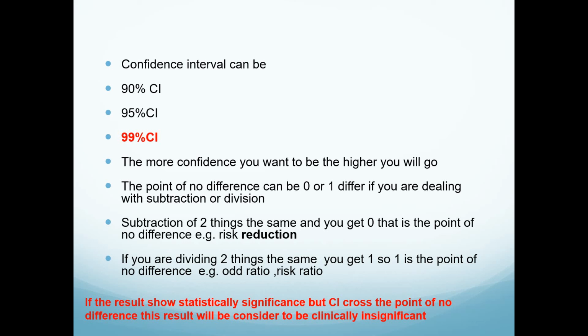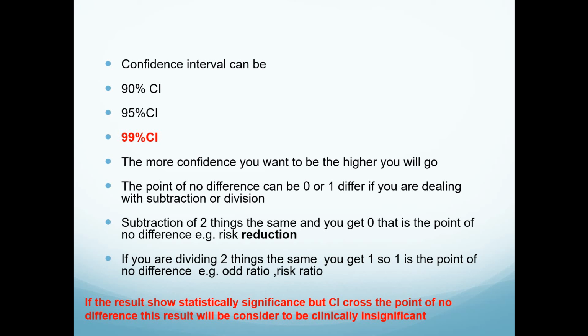The more confident you want to be, the higher you will go. So when we are talking about confidence interval of 90%, that means we repeat this study 90 times. But if I want to be more confident, I will have a confidence interval of 95%. There are some studies that will write confidence interval of 99%. And this study, which is including major changes on the patient's treatment, we want to be sure that this study is not crossing the line of no difference by any means.